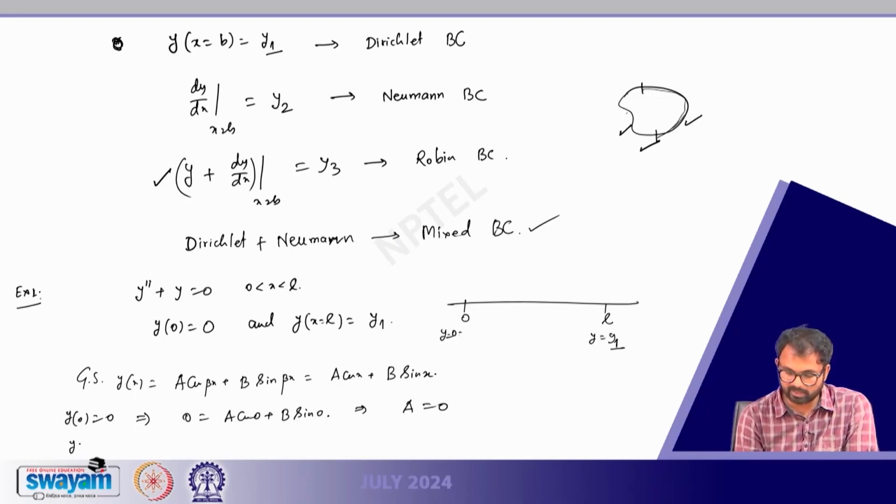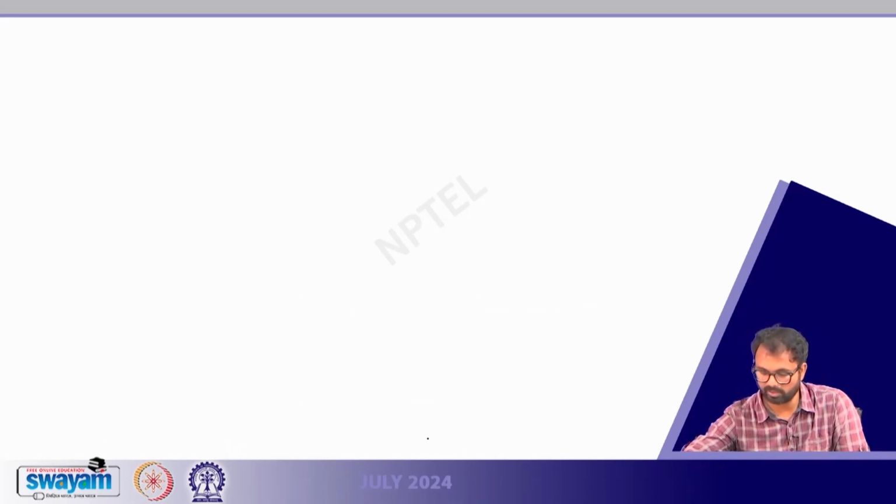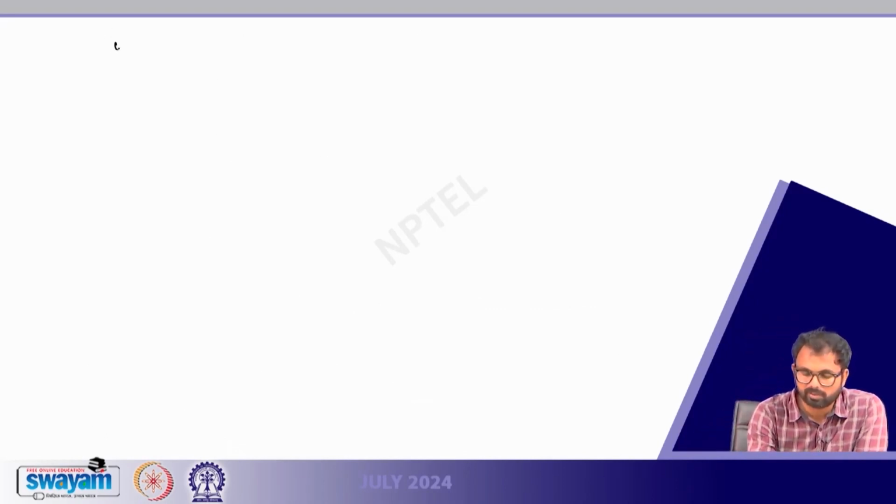Now, when y at L equals y1, I will have y1 equals a, which is 0, so I will have b sin L equals y1, therefore b will be y1 by sin L, right. And if I go to the next page, our required general solution will be y of x equals y1 by sin L into sin x.